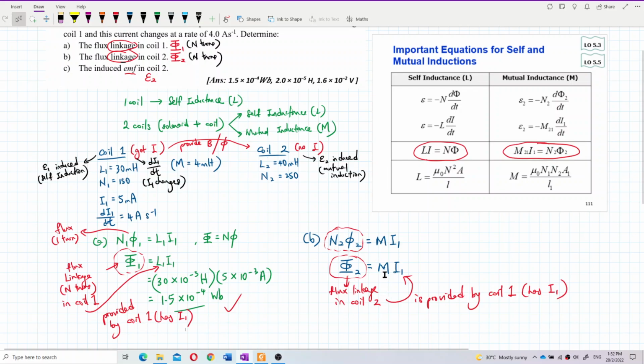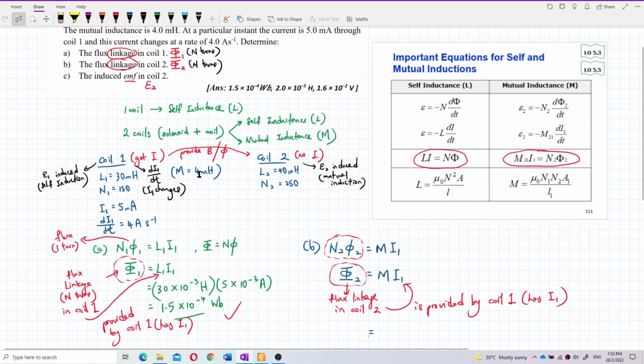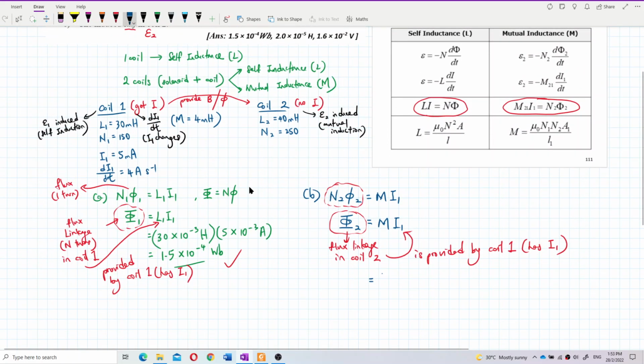So let's find out the flux linkage in coil 2, which is equal to M I1. The mutual induction is 4 millihenry, given here. Put in 4 millihenry, 4 times 10 to the power of -3. And then current I1 is 5 milliampere. Milli is also 10 to the power of -3.